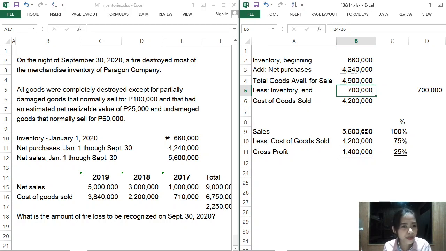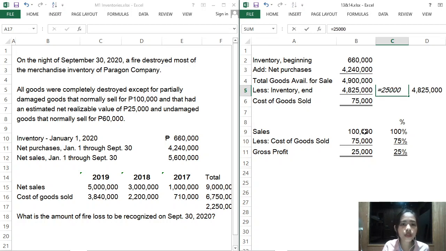Kasi, meron tayong naiwan na mga items na partially damaged at saka, ano pa to? Undamaged. Ayan. Hindi naman pala completely destroyed. So, ayan. Meron tayong partially damaged goods na normally nabibenta natin ng 100,000. Ibig sabihin, kung nabibenta natin siya ng 100,000, yung cost niya pala, using again our gross profit rate, which is constant, na 25% on sales, ibig sabihin may cost siyang 75,000. This is the cost. But the net realizable value is 25,000. So whichever is lower. Ano bang mas mababa? E di the 25,000.